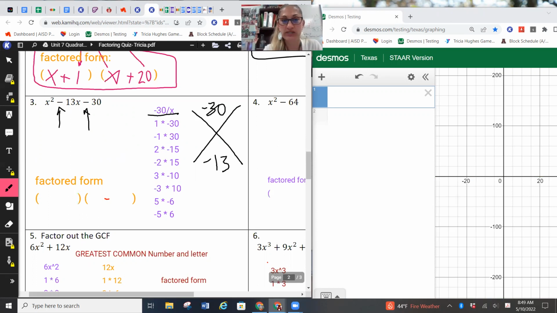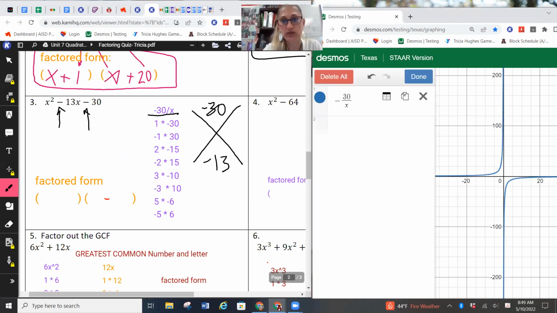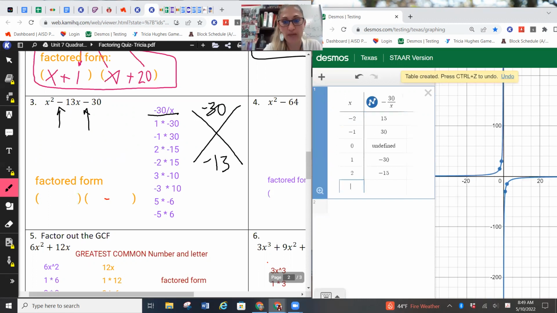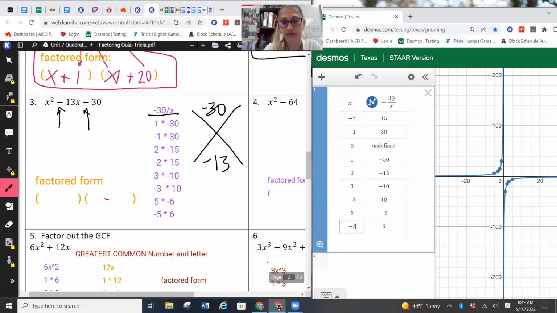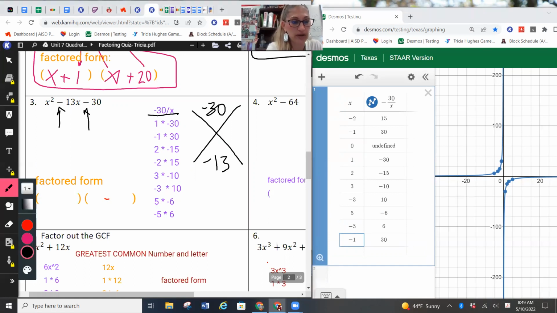So I went ahead and went to Desmos and I typed in -30 divided by X, changed it to a table, and I have all of these combinations. I have the 3 combination, the -3 combination, the 5 combination, the -5 combination, the -1 combination, all that good stuff. So I need to pick the combination that adds to -13, and that's going to be right here. 2 and -15. So 2, -15. And there's my answer. I got -15 here.